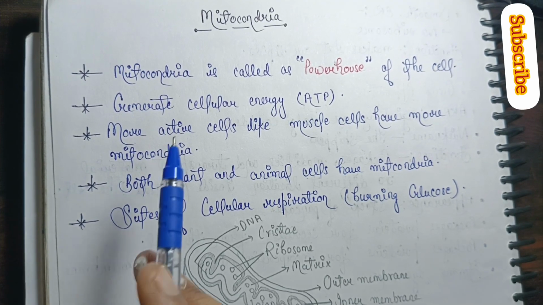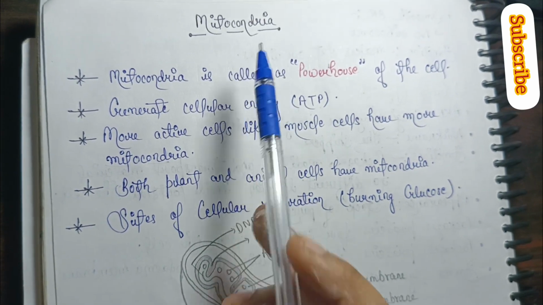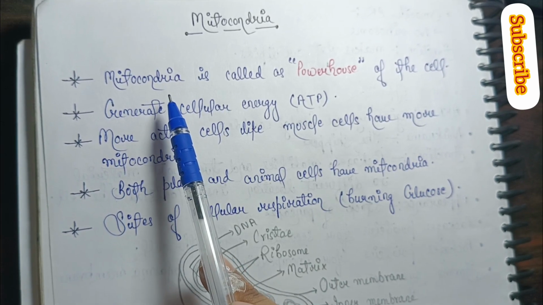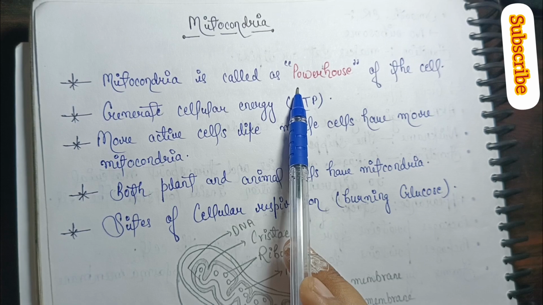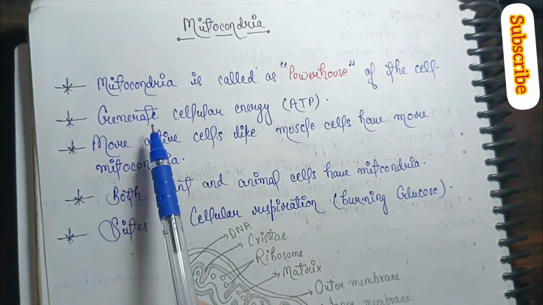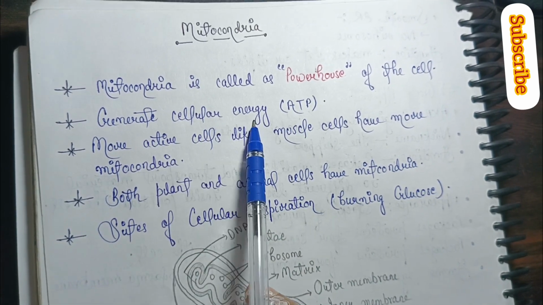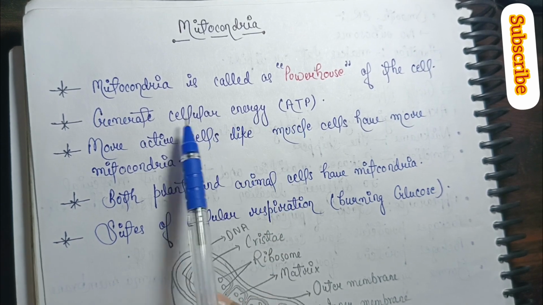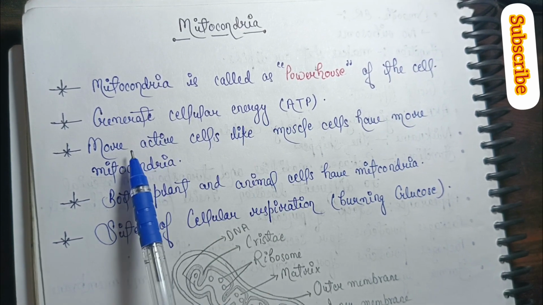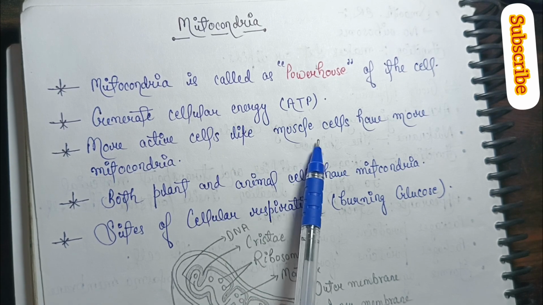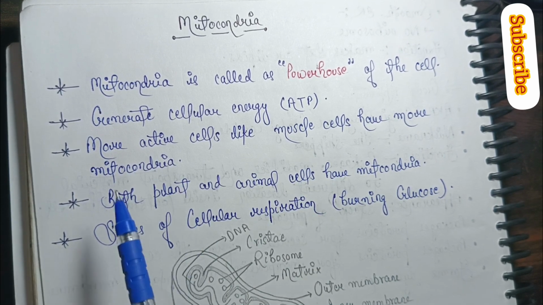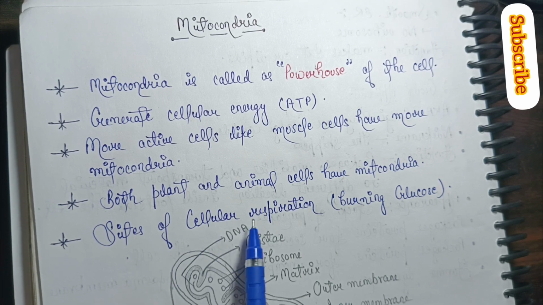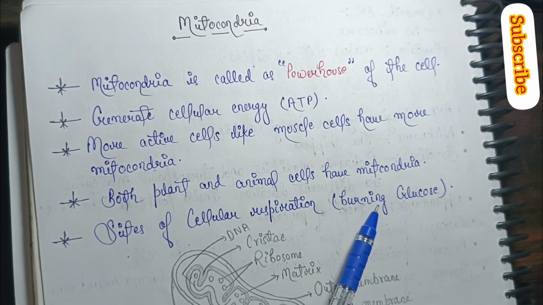So today we are going to do a topic which is mitochondria. So let's start mitochondria from a handwritten note. So mitochondria is called as a powerhouse of cell because it generates cellular ATP. ATP means adenosine triphosphate. It generates cellular energy. More active cells like muscle cells have more mitochondria. Both plant and animal cells have mitochondria, site of cellular respiration, burning glucose.